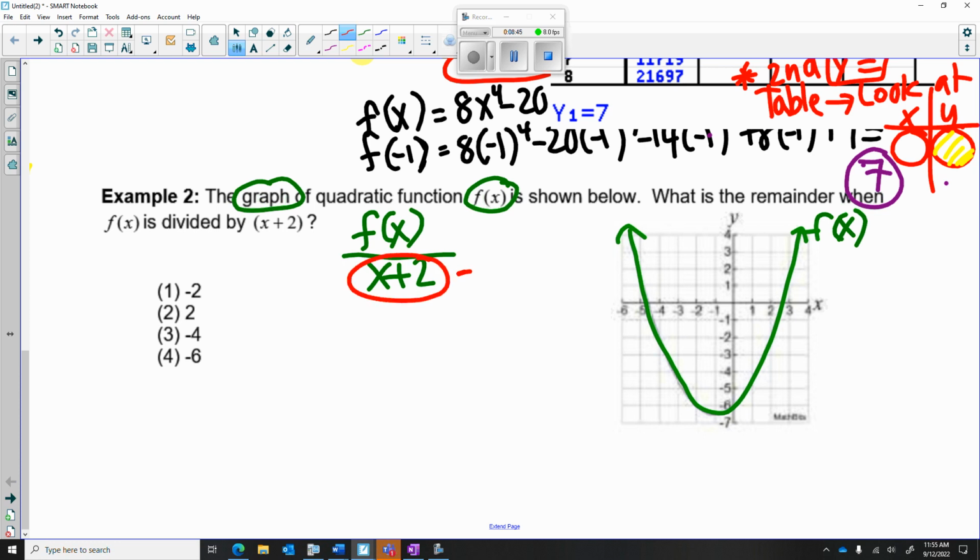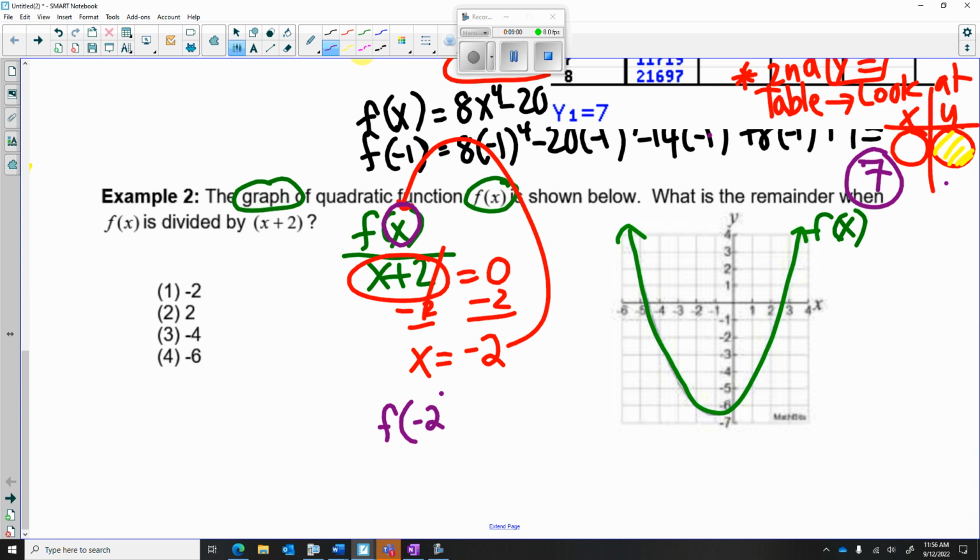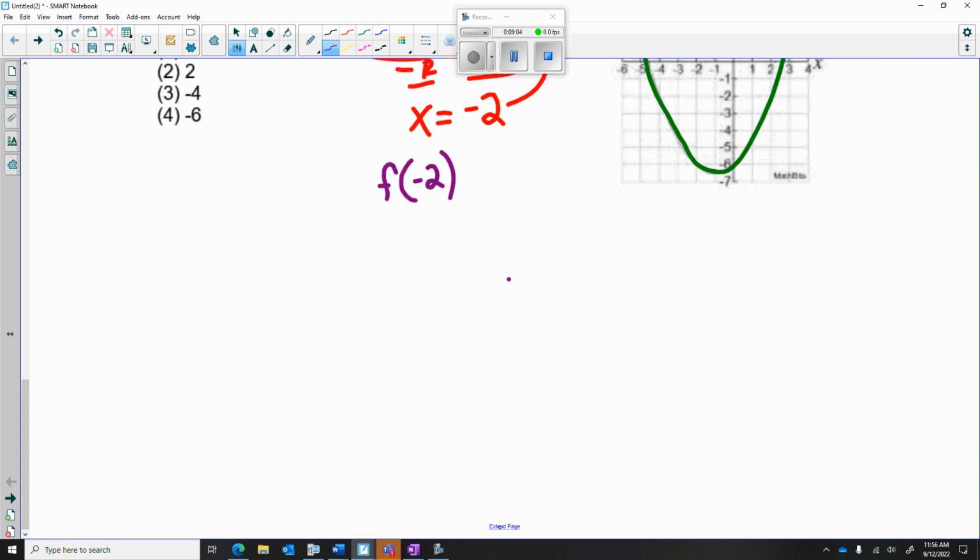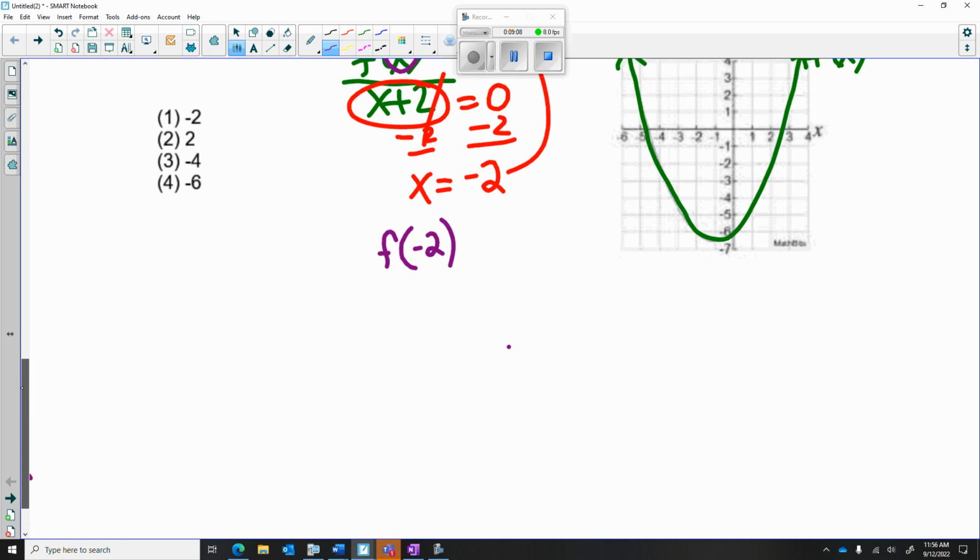You're going to take x plus 2, set it equal to 0, solve for x, and you're going to get x equals -2. Now, if we were to plug this into the numerator in for f of x, we would want to find f of -2. In the past, maybe in Algebra 1, you learned about evaluating functions. Whatever is in the parentheses is the input, or the x value.